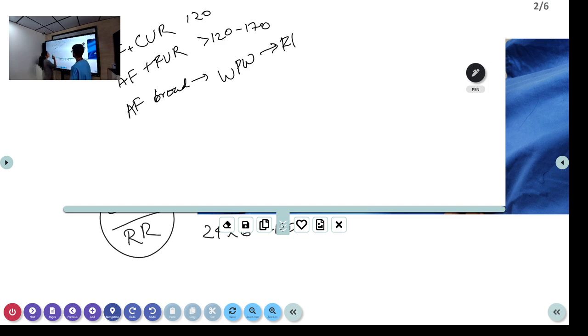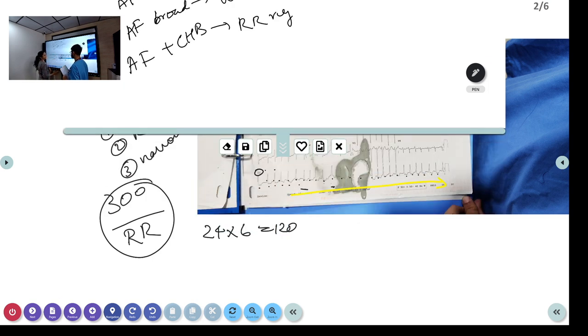Another one is AF with slow ventricular rate. Is there any condition where the AF can be regular? If the patient is having AF along with complete heart block, the RR will be regular. So these are the types, and based on the rate, we can tell like that.